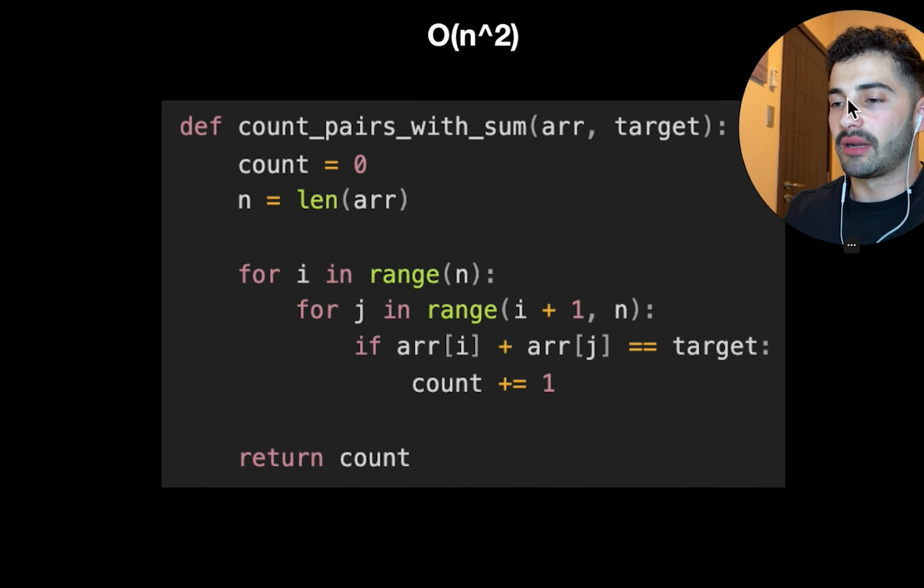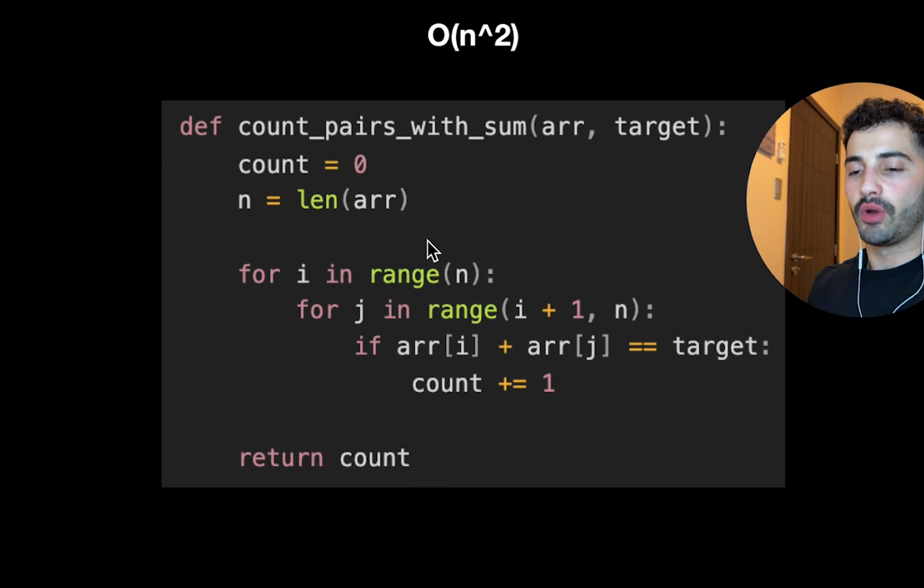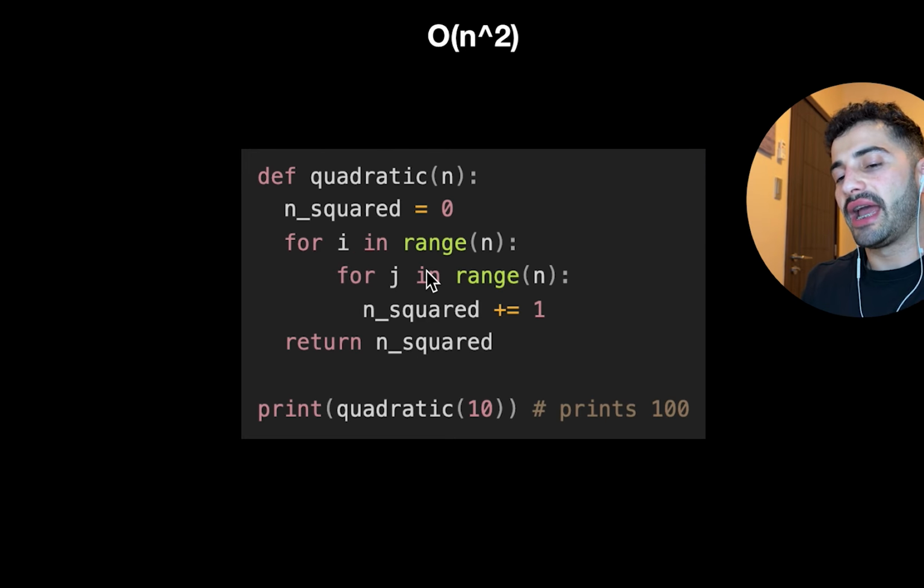Here's a more practical example of an algorithm that is n squared as well. It is unoptimized. It can be made more optimal, but this is an example where we try to count the number of pairs in a list that is equal to a target when summed up. So remember here, since we have 2 nested for loops, this is why it's n squared.